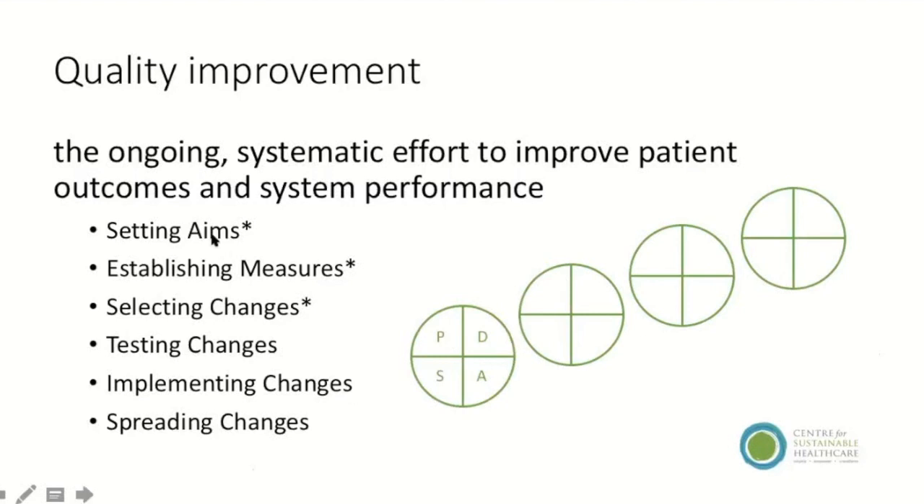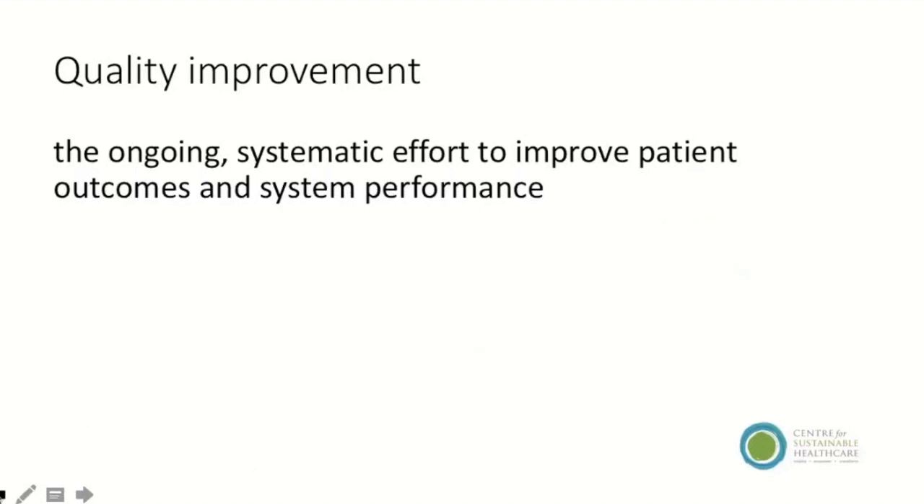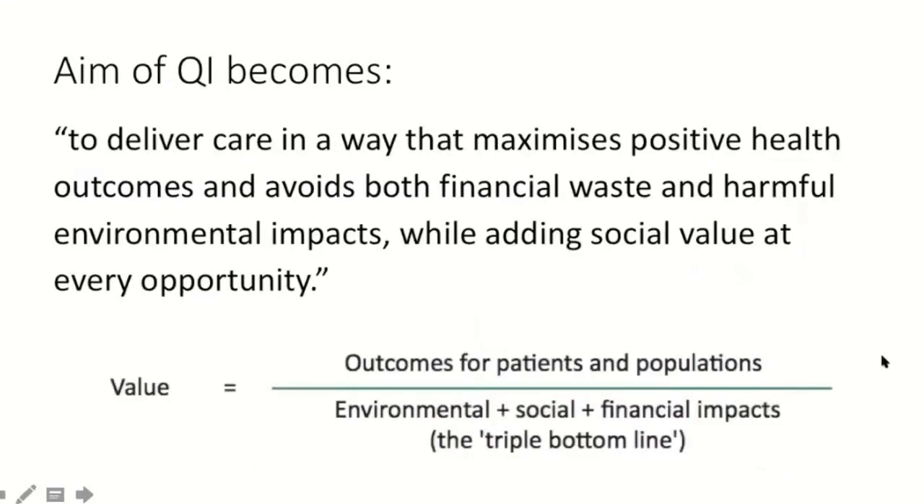Then at the end, I guess the other big change is that when you come to evaluate the quality improvement initiative, you would evaluate against that. So I'm just going to go back one slide, against the different variables in this value equation. So you'd be looking at what were the outcomes for patients, what were the outcomes for populations, what were the environmental, social, and financial impacts.